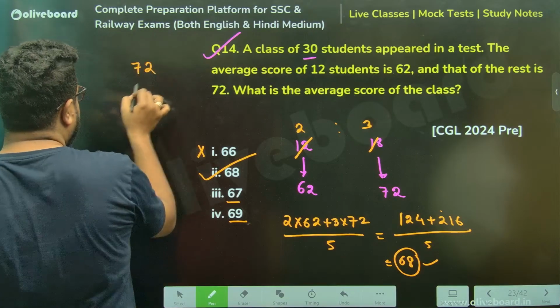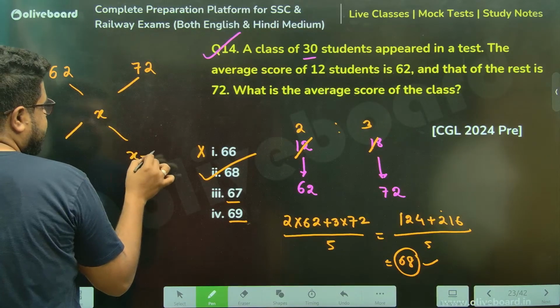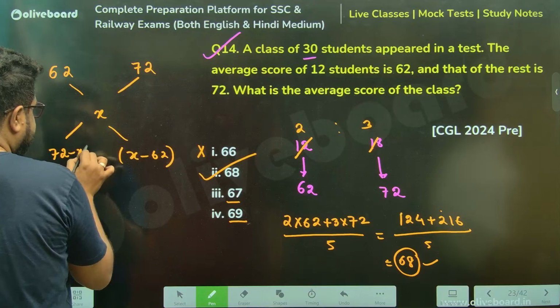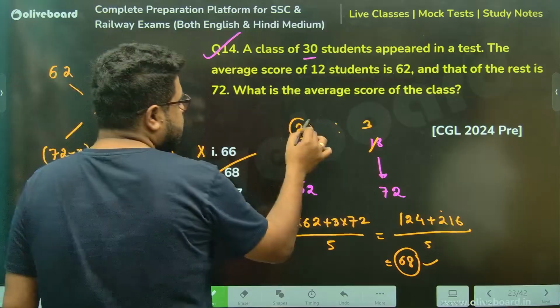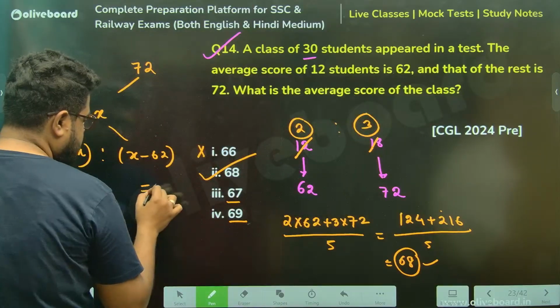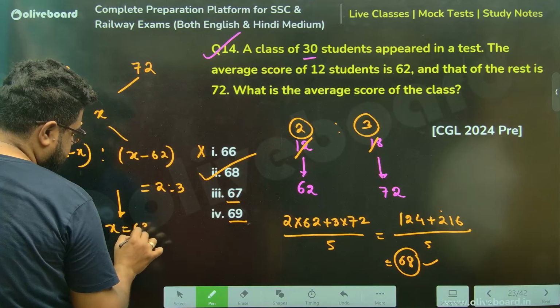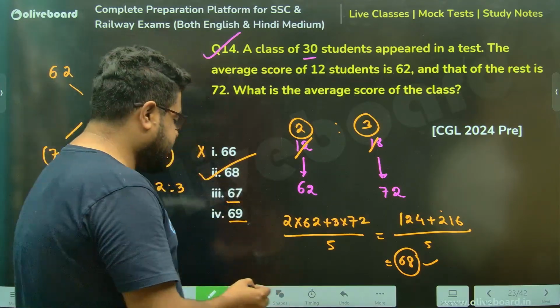62, 72, and this is x. This is x minus 62 because x is greater, and this is 72 minus x because 72 is greater. This ratio is 2 is to 3. Calculate from there, x will be 68. Or you can put values and check here. That's the advantage of using allegation.